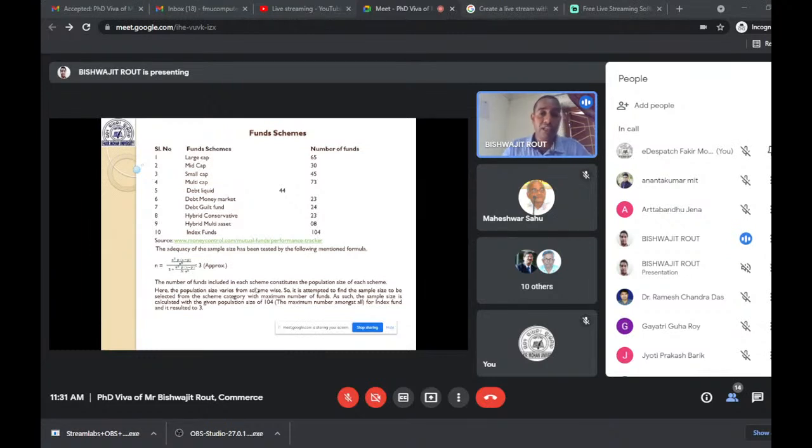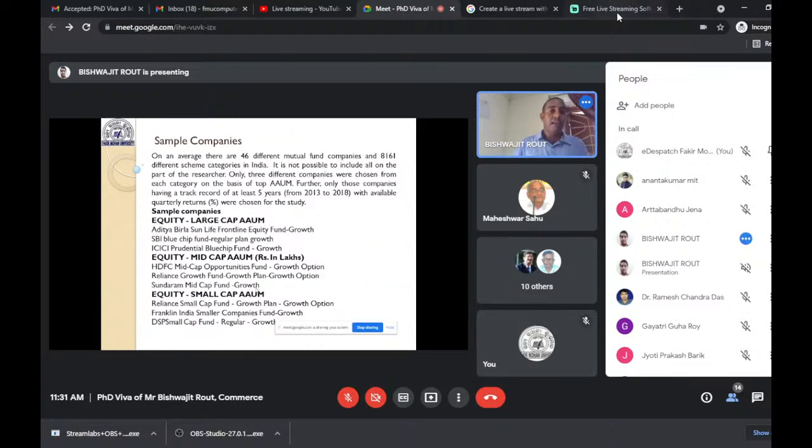The researcher found that it is 3. So, to maintain similarity, a total of 3 from each scheme are selected for the analysis. On an average, there are 46 different mutual fund companies and 8,161 different scheme categories in India. It is not possible for the researcher to include all the schemes. Only 3 different companies were chosen from each category on the basis of top average asset under management. Further, only those companies having a track record of the last 5 years, from 2013 to 2018, with available quarterly return were chosen for this study.